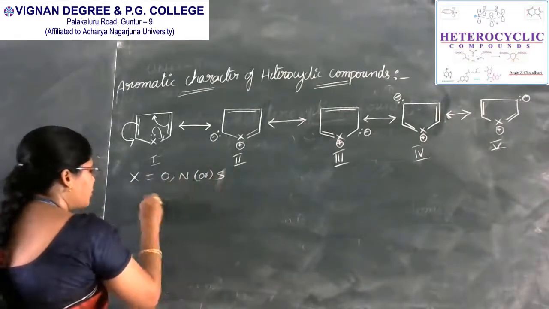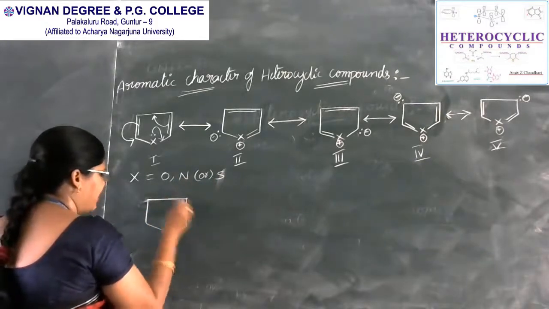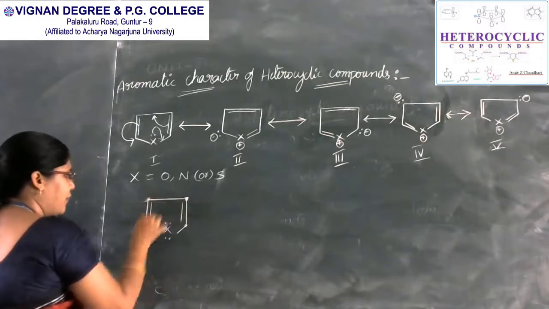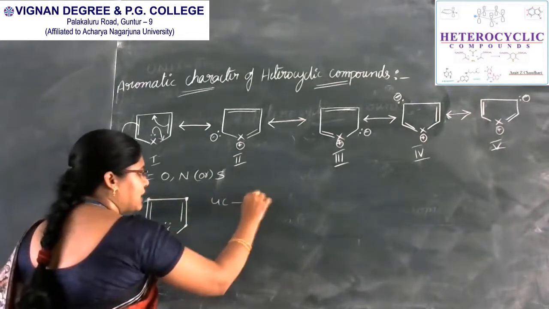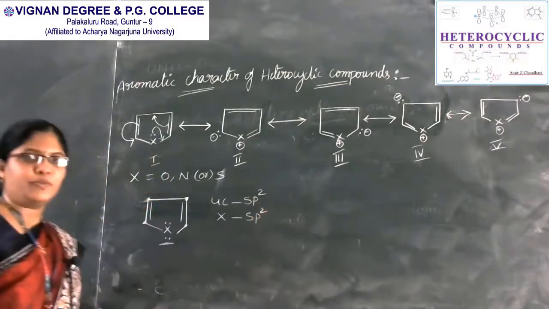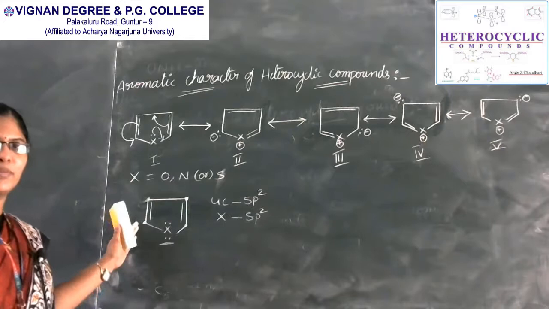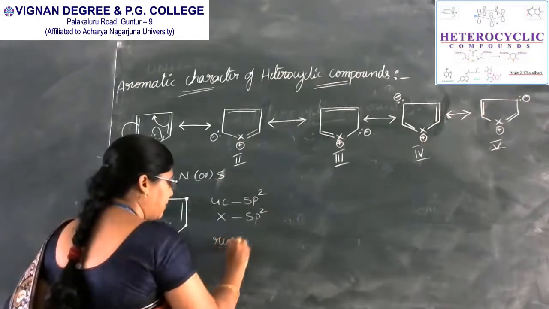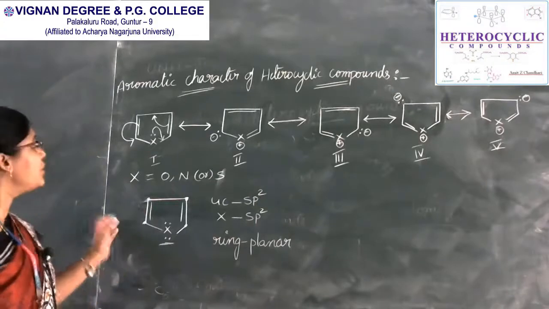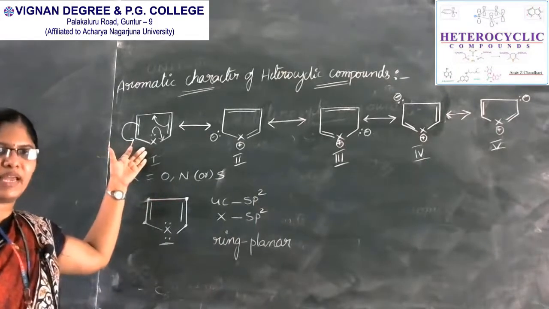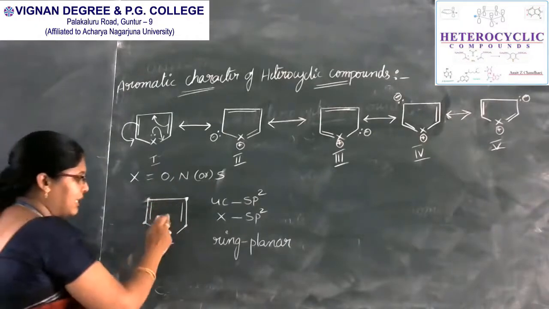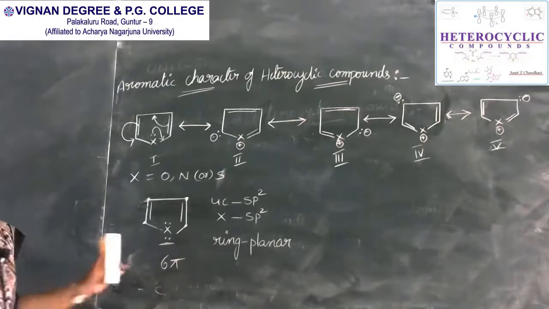The carbon atoms which are present in the ring are sp2 hybridized. This is 1, 2, 3, 4. The 4 carbon atoms are sp2 hybridized, and the heteroatom is also sp2 hybridized. So the structure of these compounds is planar. That means the ring is a planar ring, in which this ring contains 6 pi electrons. That means 2 are from the heteroatom. Totally the ring contains 6 pi electrons, and it obeys Hückel's rule.